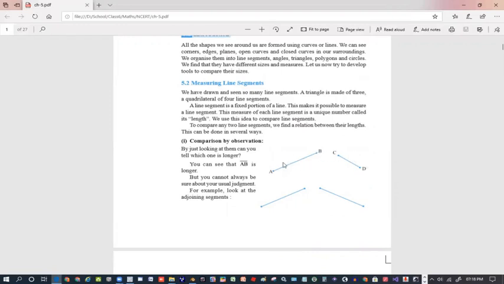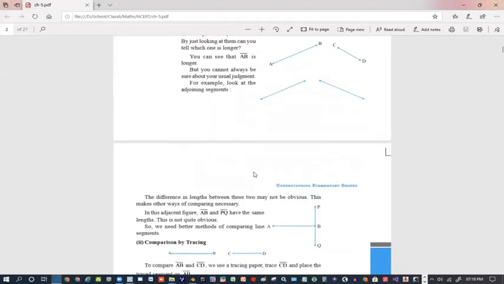As for example, you can check which boy is tall and which boy is not tall, when compared with each other. Okay, so you can see this boy is taller than the other boy. So like that, that is comparison by observation.